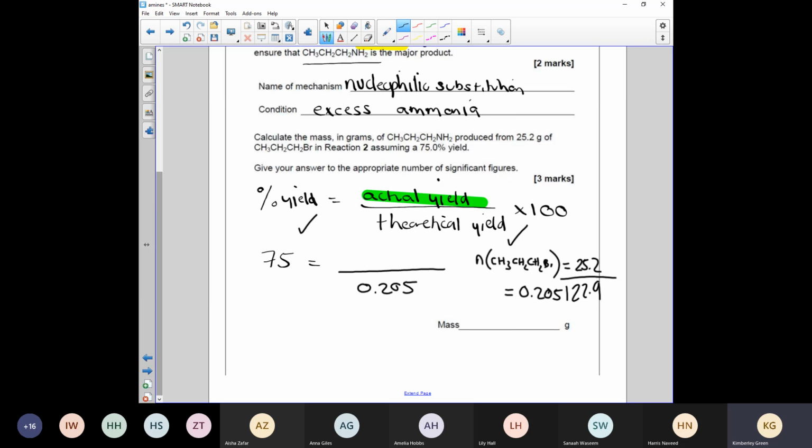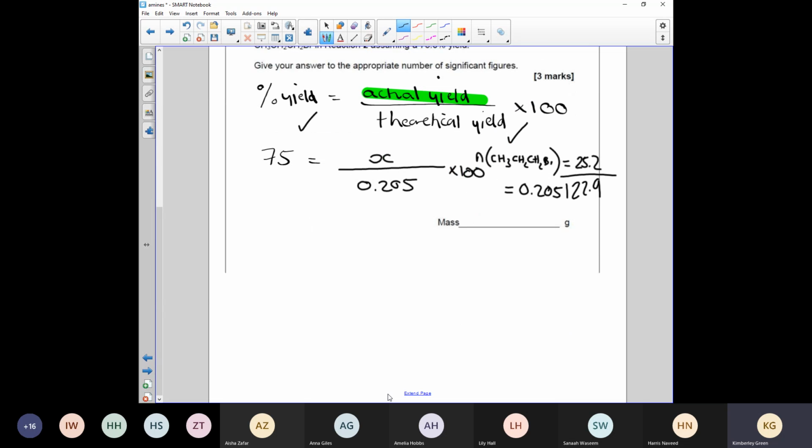What I'm going to do is use this number to work out moles of what I've actually got, and then I'm going to work out the mass afterwards. If you've already changed this into a mass, that is also fine. I'm just going to work it in moles. So I'm working out this actual yield on here. Right, so let's have a look at this then.